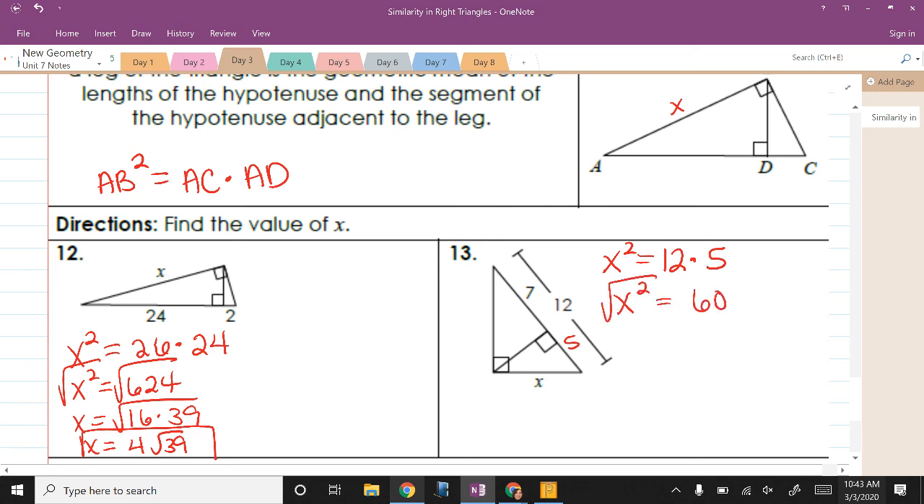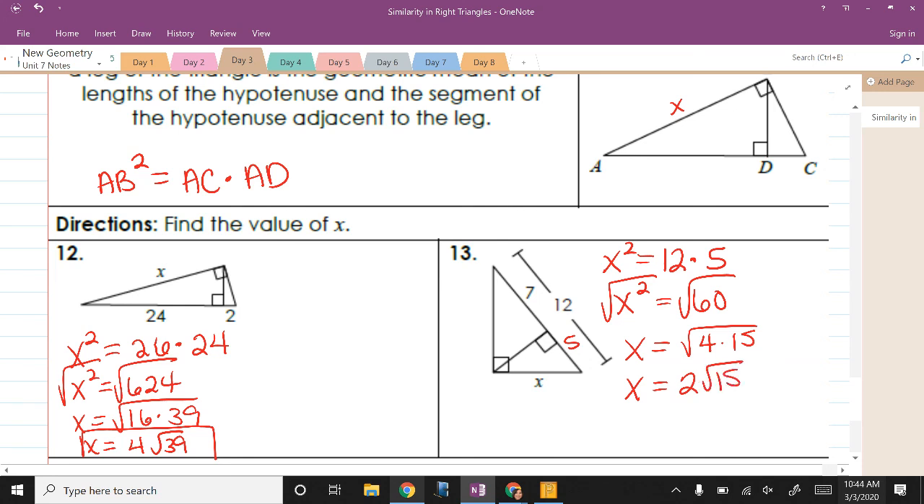Equals 60, square root. What's the largest perfect square that goes into 60? It's 4 times what? 15. So x equals what? 2 radical 15.